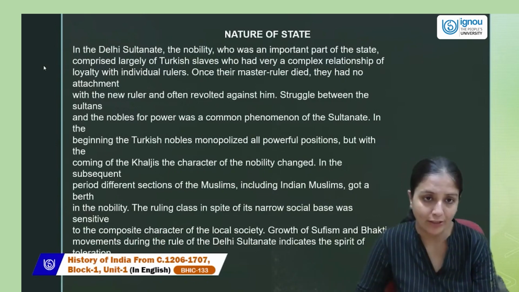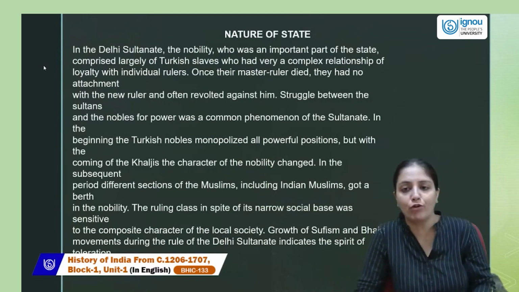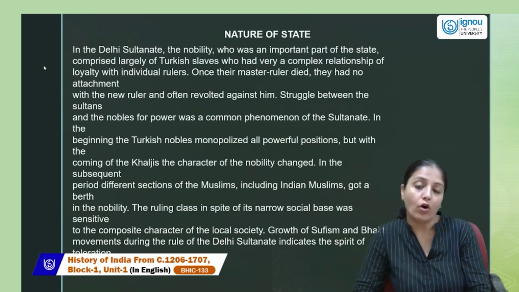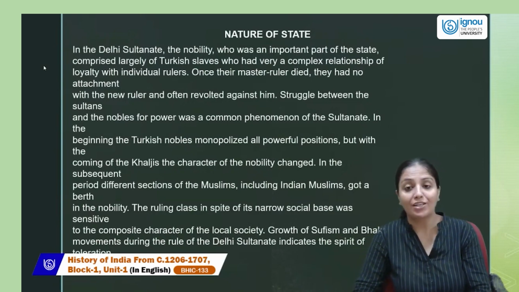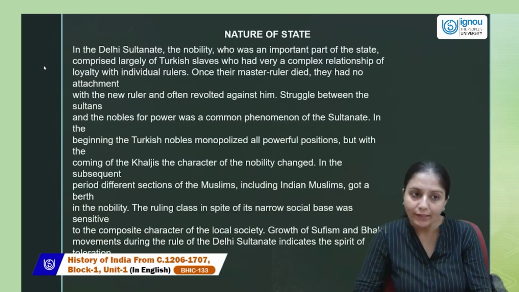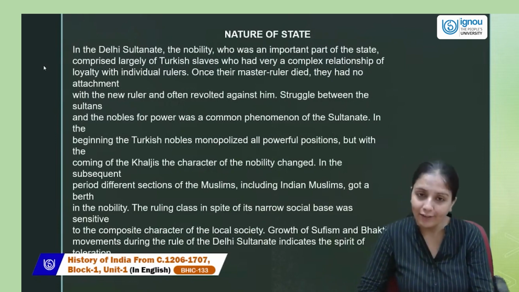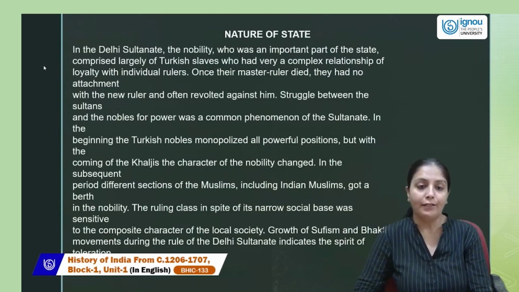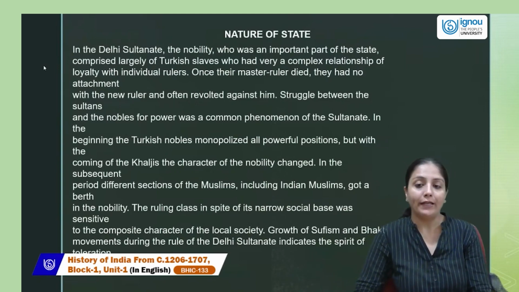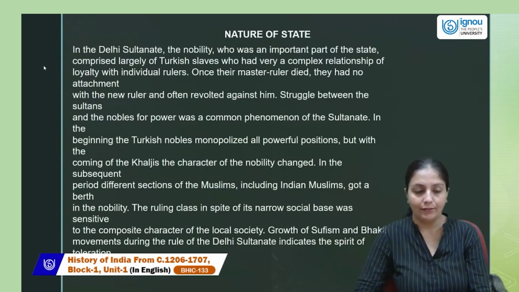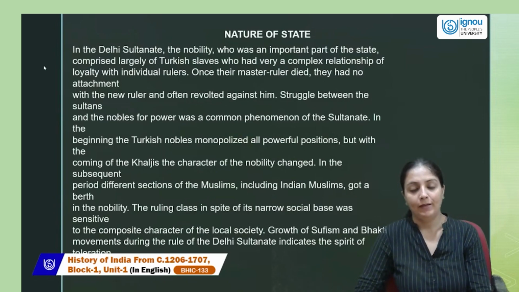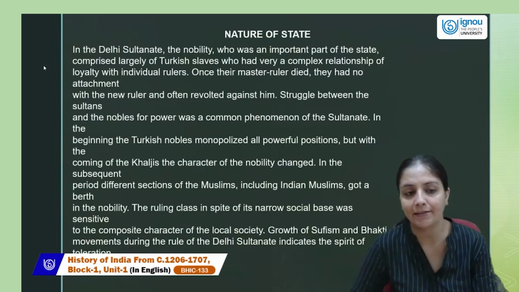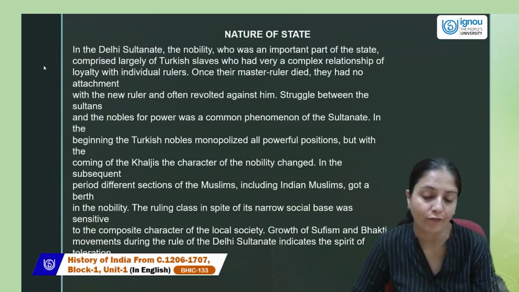In the beginning, Turkish nobles monopolized all powerful positions. But with the coming of the Khaljis, the character of nobility changed. In the subsequent period, different sections of Muslims, including Indian Muslims, got a berth in the nobility. The ruling class, in spite of its narrow social base, was very sensitive to the composite character of local society.